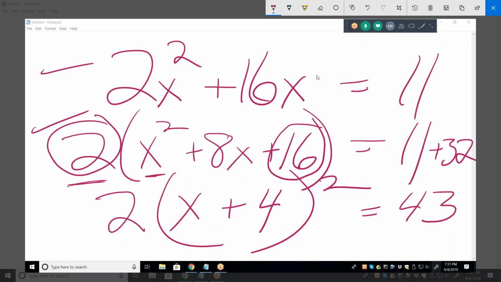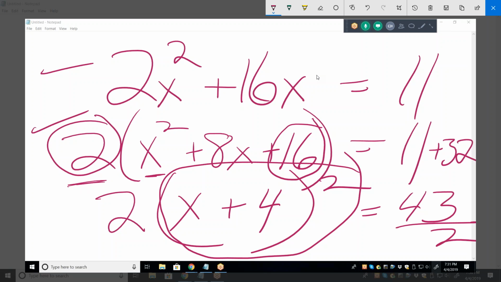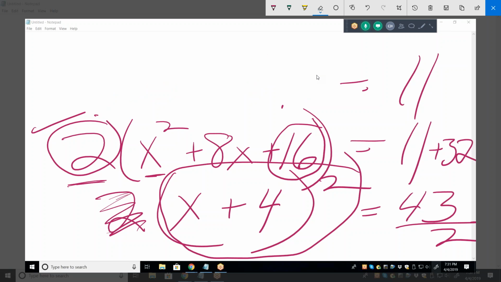Now what? Then you would square root both sides. Not quite. In order to square root both sides, you got to isolate that. So you divide everything by 2? Yep. Gets rid of that. Now I've isolated that, what can I do? Square root both sides. Yeah. So what do I get when I square root both sides? You get x plus 4 and plus minus square root of 43.